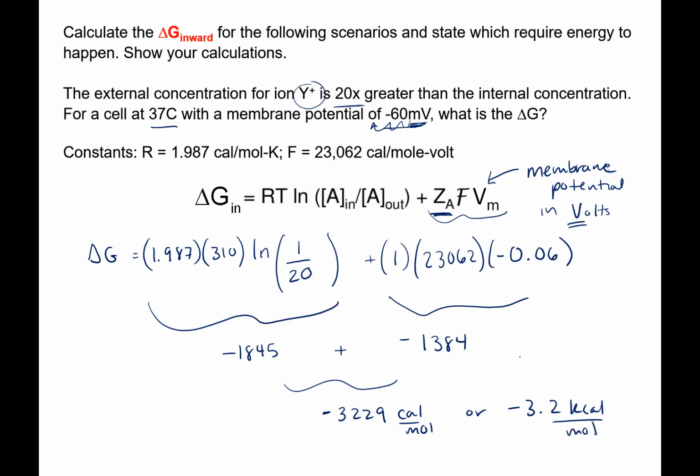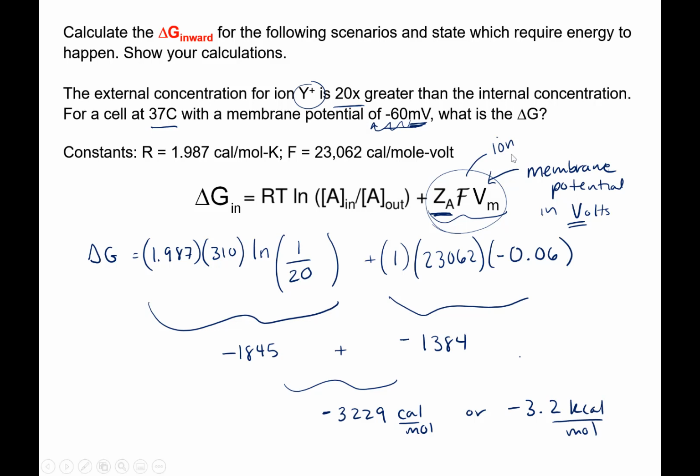Okay. So those are pretty standard. Always look to see if it's an ion. If it doesn't state that it has a charge, you don't have to worry about the second half. If there's no membrane potential, if that was 0, like the previous question, you don't have to worry about that second half. So a lot of these are pretty easy plug and chug.